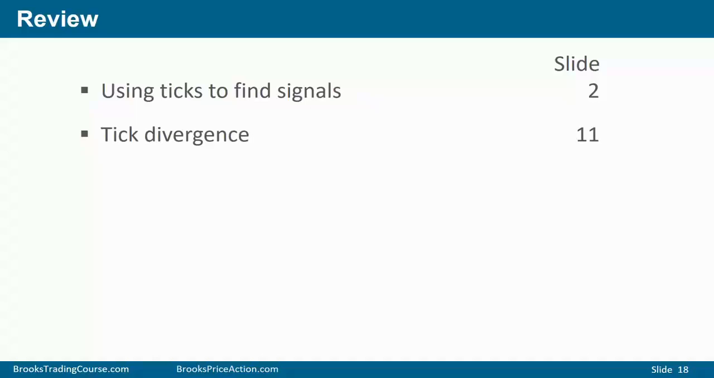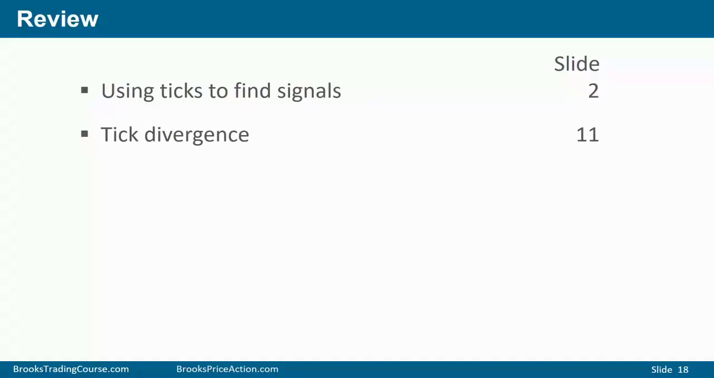And then I also talked in particular about tick divergences. If you're getting a new low in price, but a higher low in ticks, and you're in a bear trend, that bear trend is weakening, and it may soon convert into a trading range, and traders therefore will be more willing to buy for a scalp.